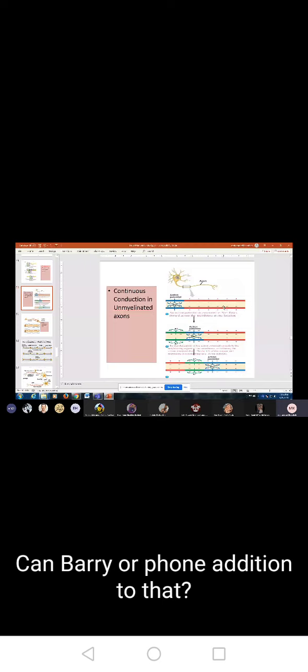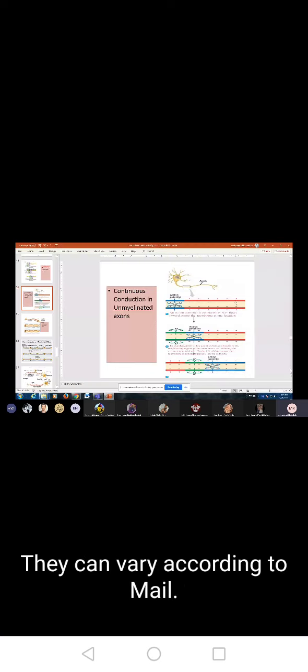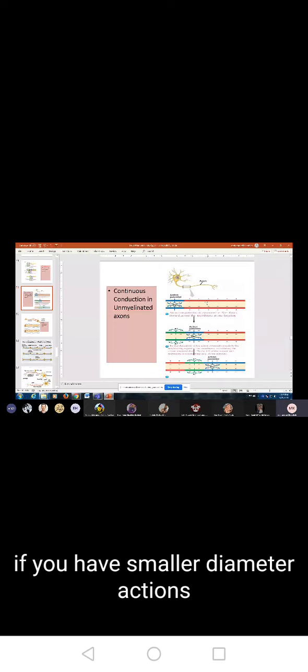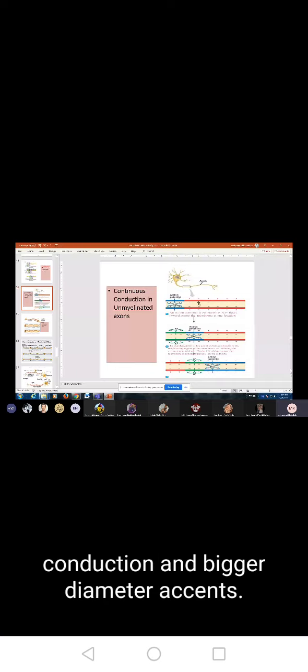So the velocity of conduction along axons can vary. In addition to that, it can vary according to myelination. It can also vary according to the diameter of the axon. If you have smaller diameter axons, you will get lower velocity of conduction. In bigger diameter axons, you will get higher velocity of conduction.